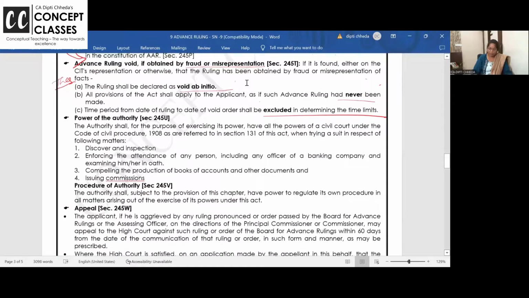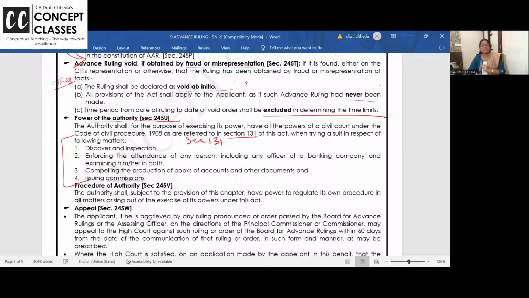Power of the authority. Now, when the advance ruling authority is giving you a ruling in advance, they want you to give them the data, and you're not giving the data. Then can they have all those powers which I have taught you in section 131? Yes, it is written here, 131. You remember? Search, survey, income tax.